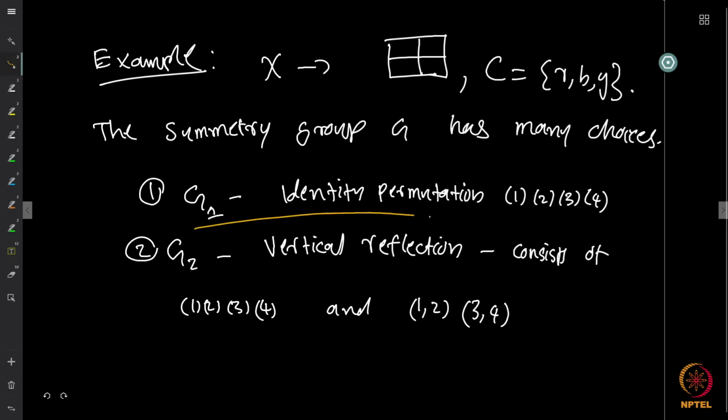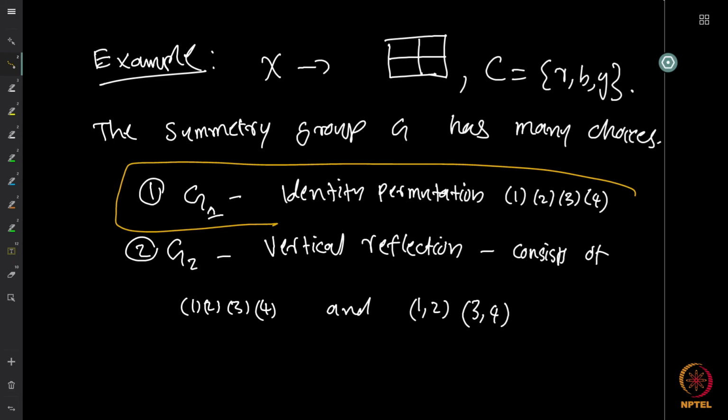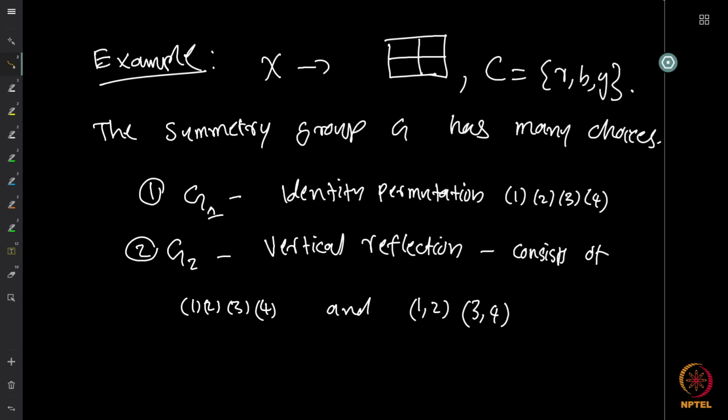So G1, let me say, is the group with only one element, which is the identity permutation. So what is the identity permutation? 1 goes to itself, 2 goes to itself, right? 3 goes to itself, and 4 goes to itself. So all the elements go to themselves.